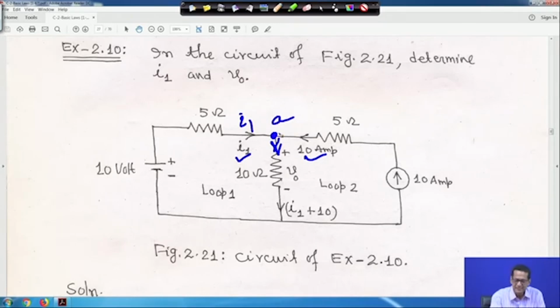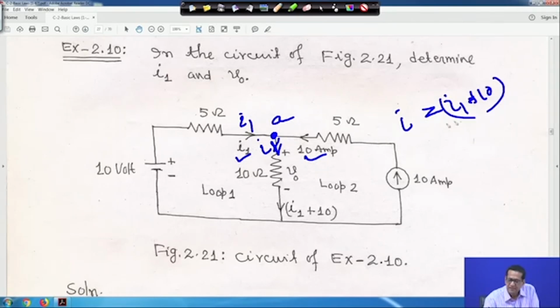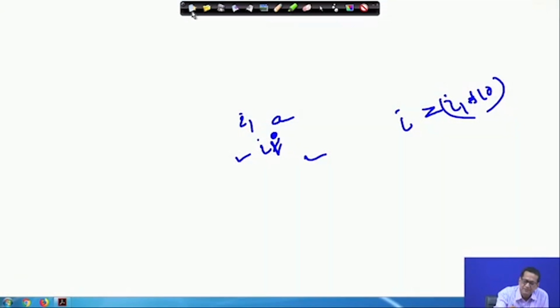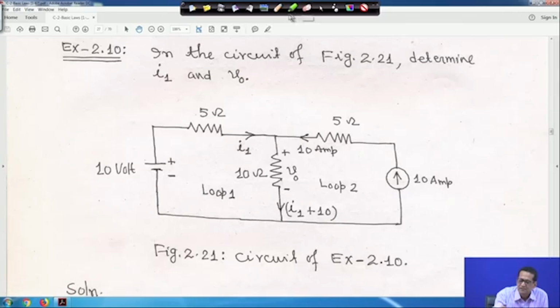If you apply it, say this current is I, then the outgoing current I is equal to the incoming current, that is your I 1 plus 10, right. So, instead of writing I, directly we are writing this current as I 1 plus 10 flowing through this branch, right. So, let me clean it. Hope you have understood this, right.